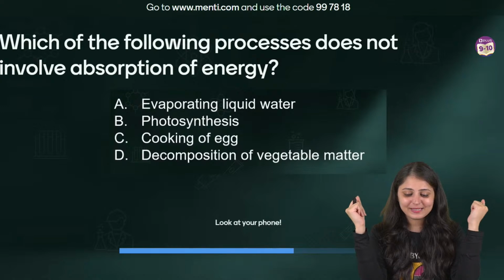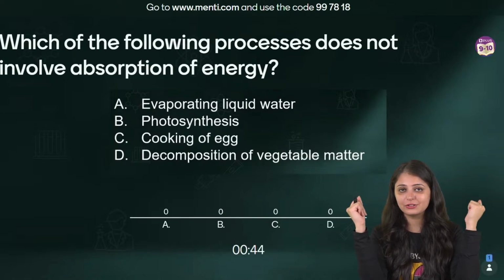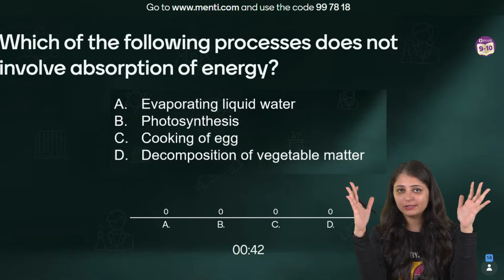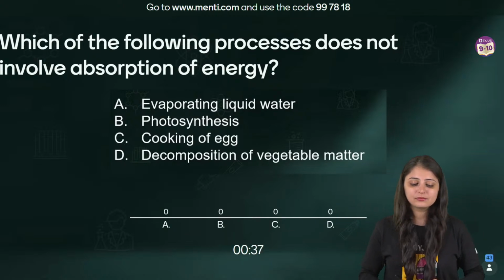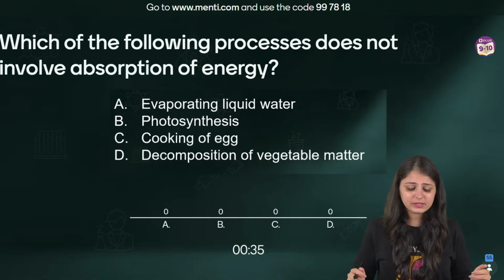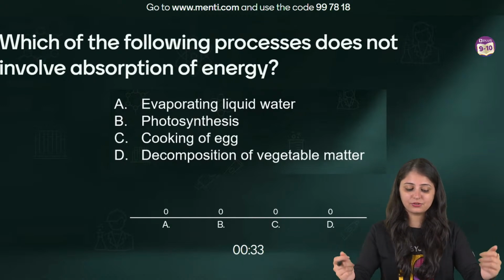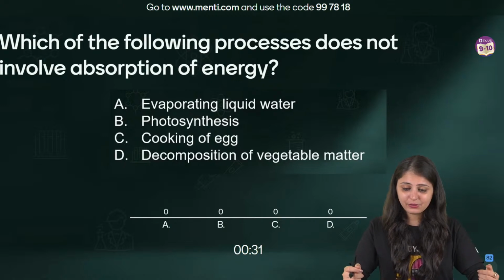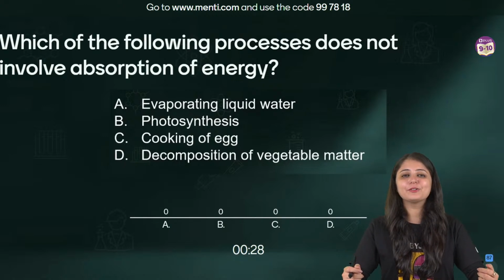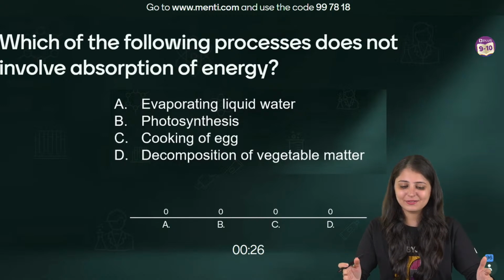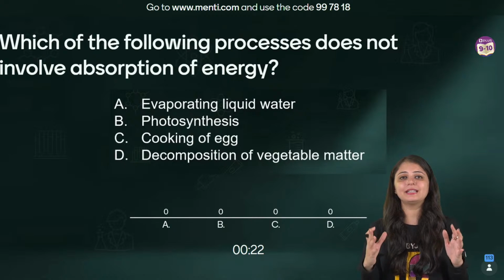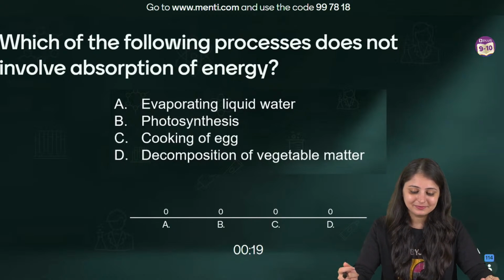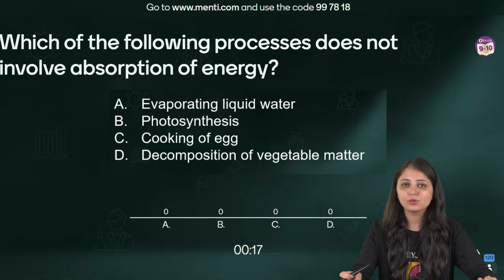Which of the following processes does not involve absorption of energy? Two very important things. Does not involve absorption. Is it evaporation? Evaporating liquid water. Photosynthesis, cooking of egg, decomposition of vegetable matter. You might get this one wrong. But if you remember the little exceptions that we've discussed here and there, you will get this one right. Basically, you have to figure out which is the exothermic reaction. Does not involve absorption of energy.